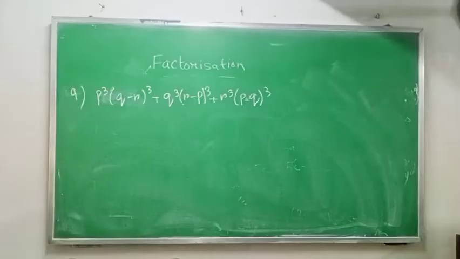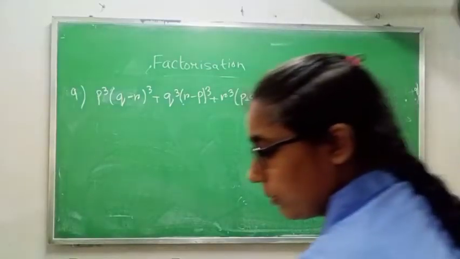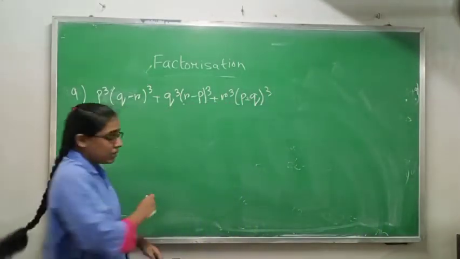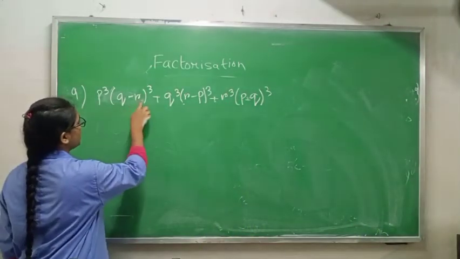This one is your class 9. First I am doing question number 9, then I will do 7 and 10. Now in this one, it is the same as question number 5: (p plus q minus r) whole cube.